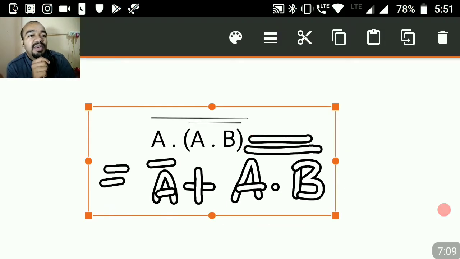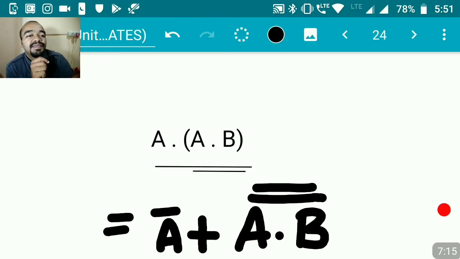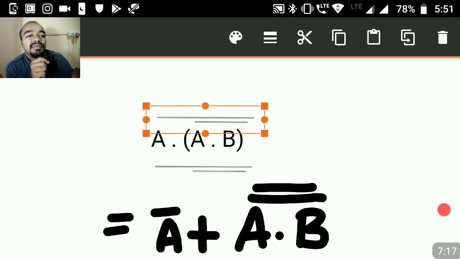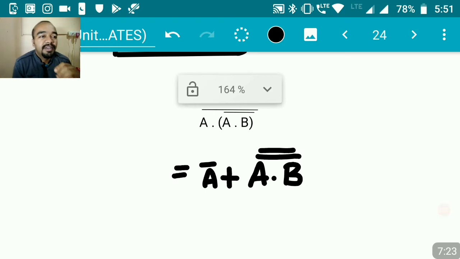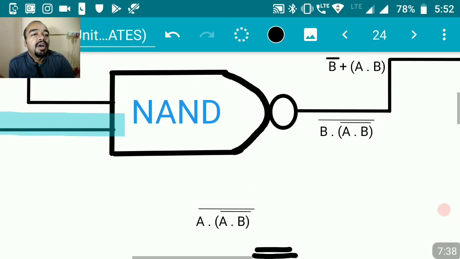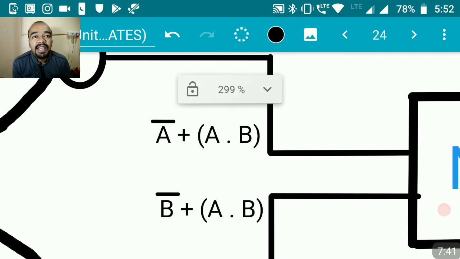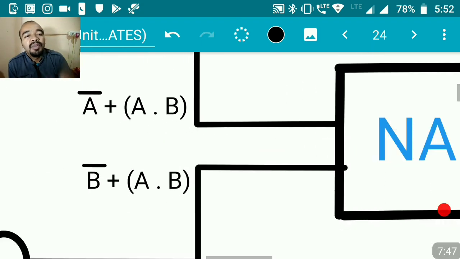Okay, now I'll take a selector tool. I just want all this part to be selected. Done, right? So now this is the equation, and we know that a and b double bar is always going to be equal to a and b itself, because a double bar is equal to a, b double bar is equal to b, so a and b double bar is a and b only. That is how we have got this equation over here, a bar or a and b. Similarly we have got one more equation, that is b bar or a and b.